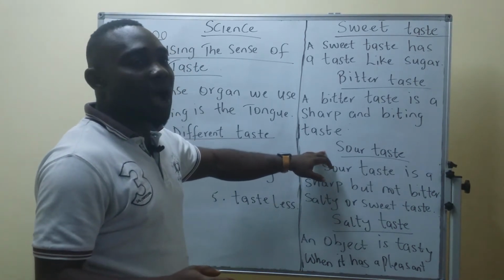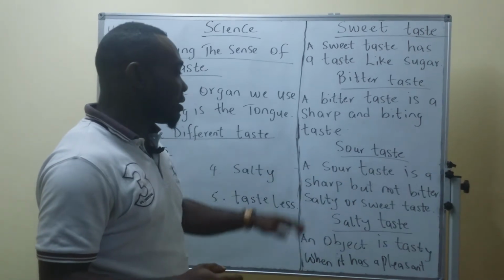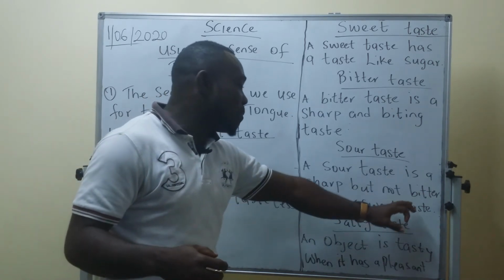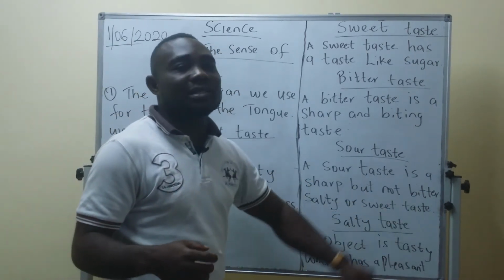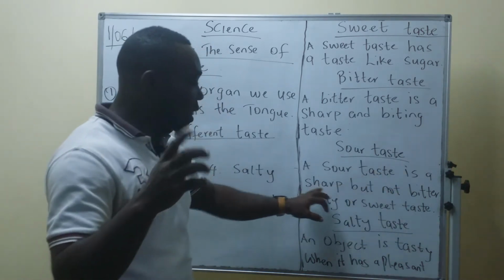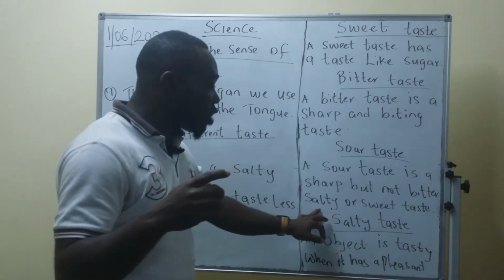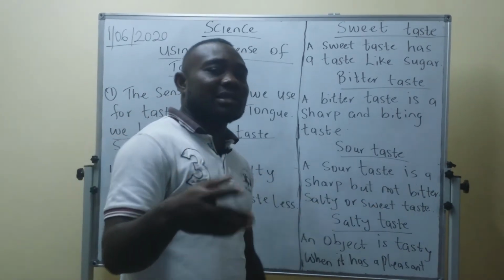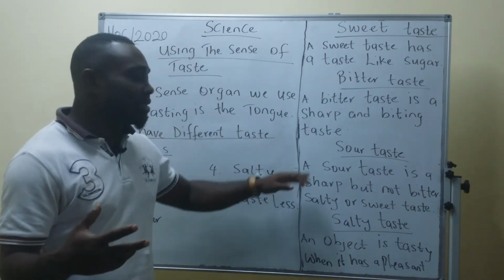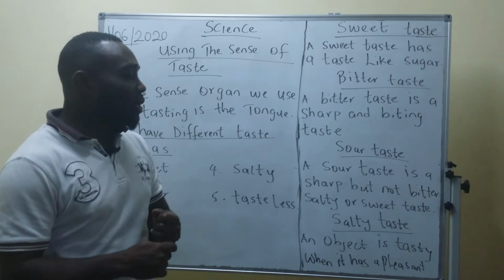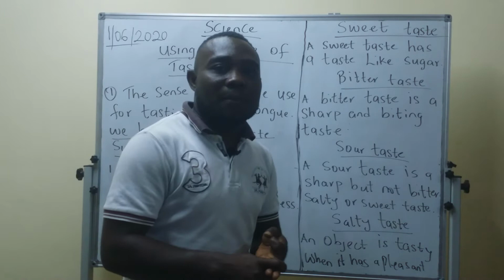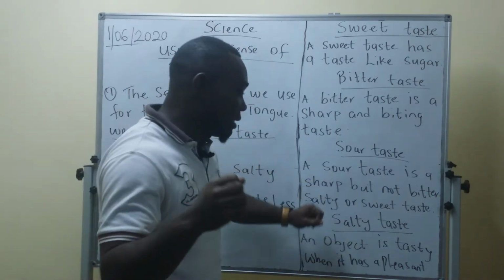The next is what? Sour taste. A sour taste is a sharp but not bitter, salty or sweet taste. For instance, the lemon. The lemon has what? It has a sour taste. It's not sweet, it's not salty, neither is it bitter. But it has a sour taste.